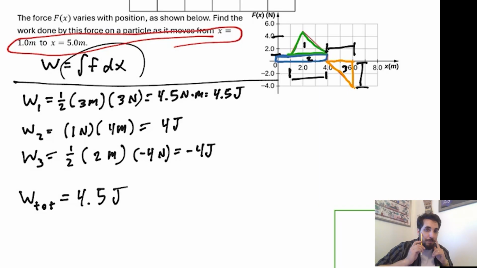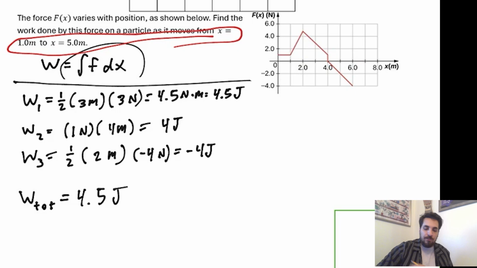We have to keep in mind that the question always asks for something specific, and we need to know what the question asks for. Here it doesn't ask for the work done over the entire curve. Rather, it asks from starting at 1 meter, ending at 5 meters. What is the work done to undergo that path?